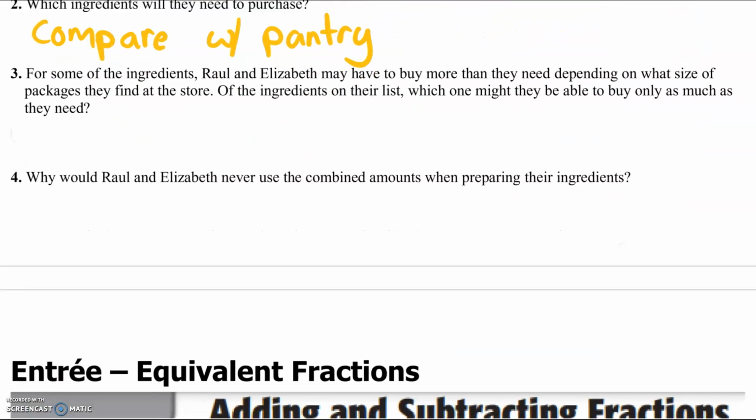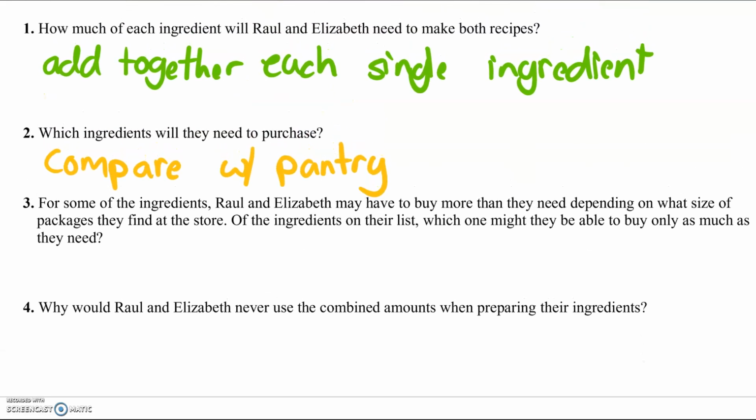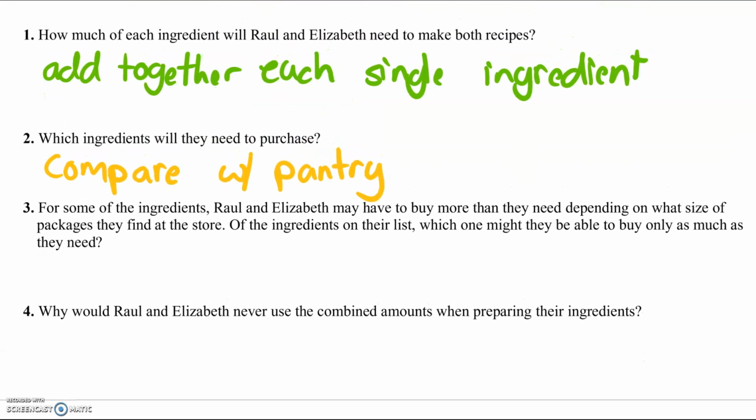Question number 3 says, for some ingredients, Raul and Elizabeth may have to buy more than they need depending on the size of the packages they can find at the store. Of the ingredients on their list, which one might they be able to buy only as much as they need? So some stuff only comes in a big bag, right? Like flour, we can only buy in a big bag. Salt only comes in a little container. So we want to know which of the ingredients that we said we need to buy, from step one up there, can we buy individually? So think about which ones are going to be individually packaged.